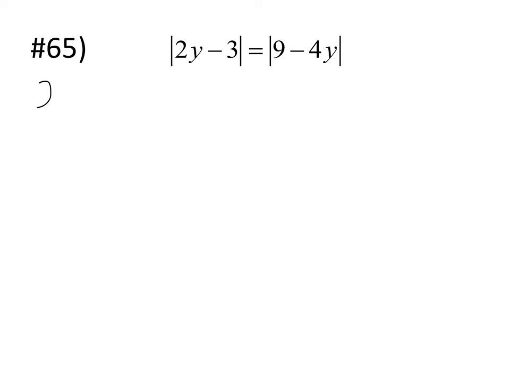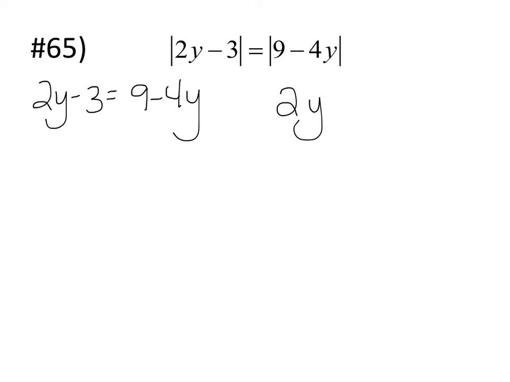Okay, so here we have 2y minus 3 is equal to 9 minus 4y. And then we have 2y minus 3 is equal to negative 9 minus 4y.